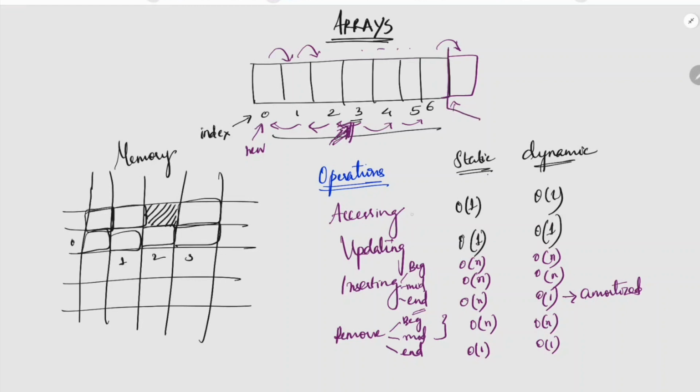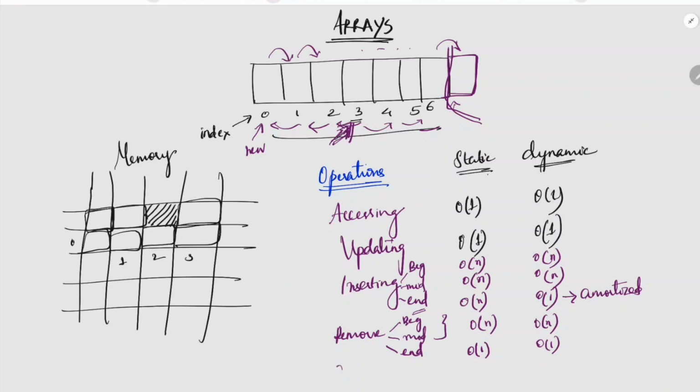And the same thing happens for the middle. From wherever you're trying to remove, all the memory blocks after that have to be shifted by one place to the left, and the last memory block needs to be deallocated. So in both the cases, it will be O(n). But when you're trying to remove from the end, you can directly remove the element and deallocate that particular memory space. So it's an O(1) operation in both static as well as dynamic arrays.